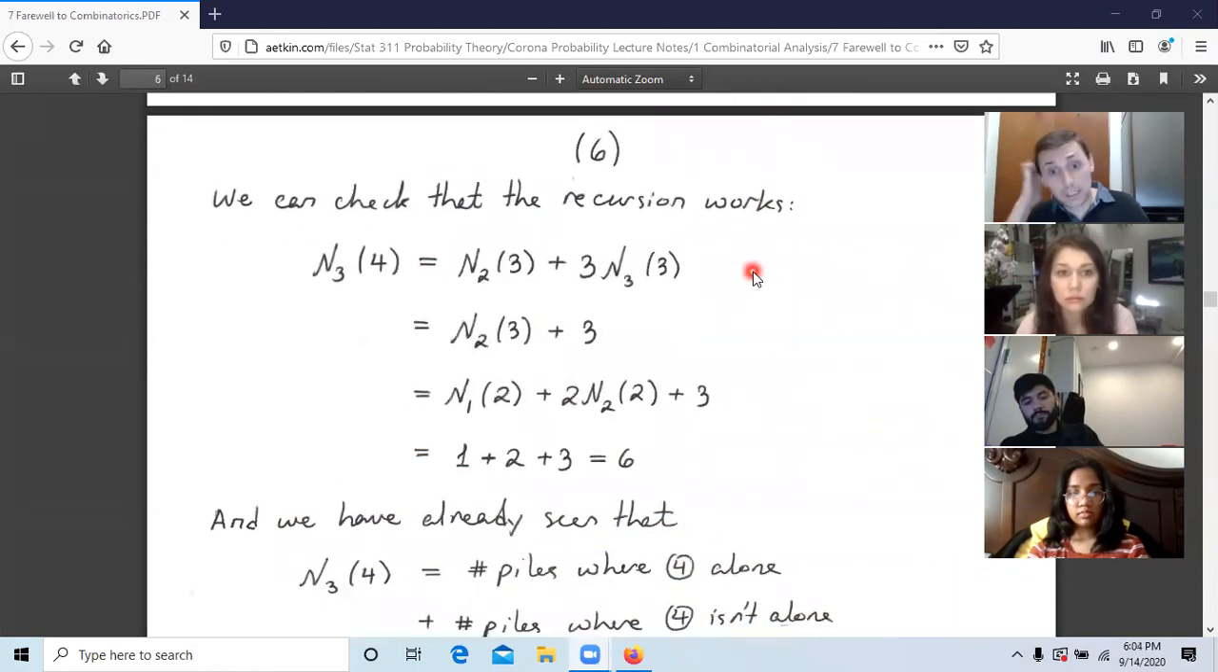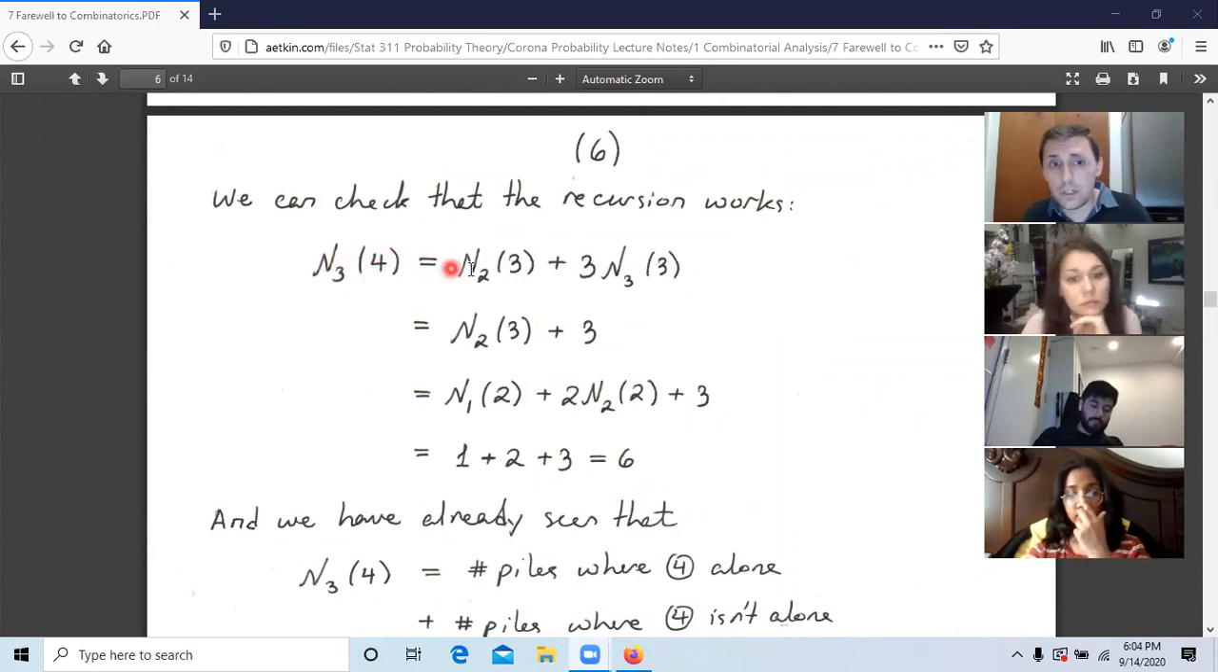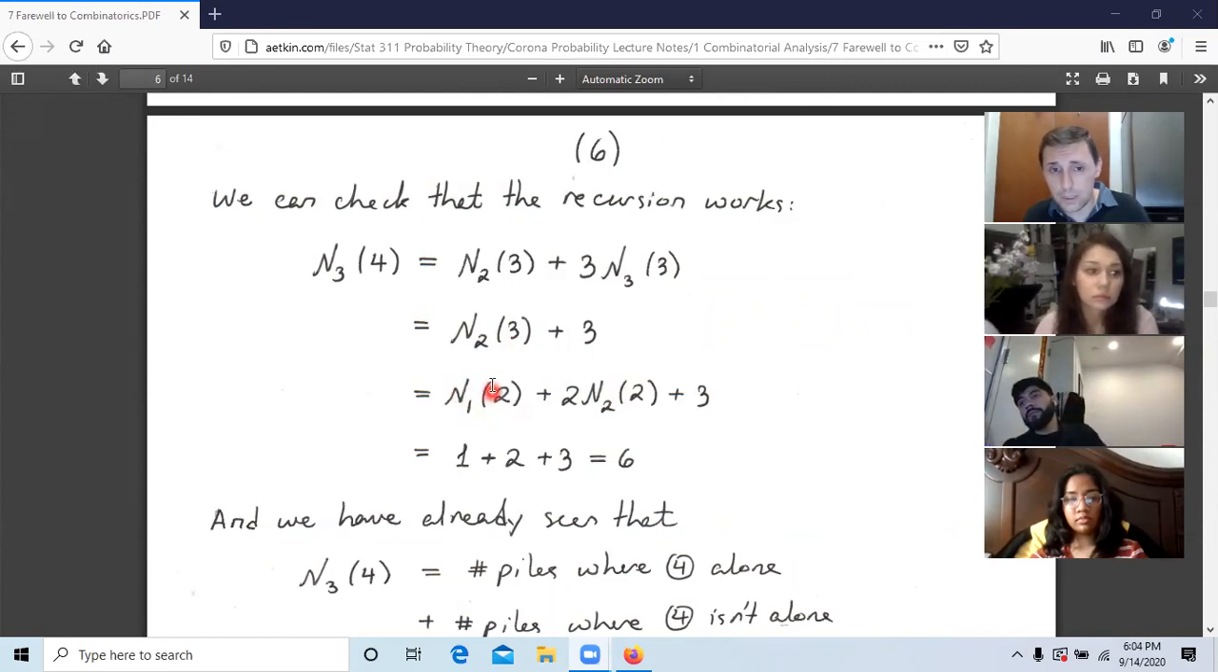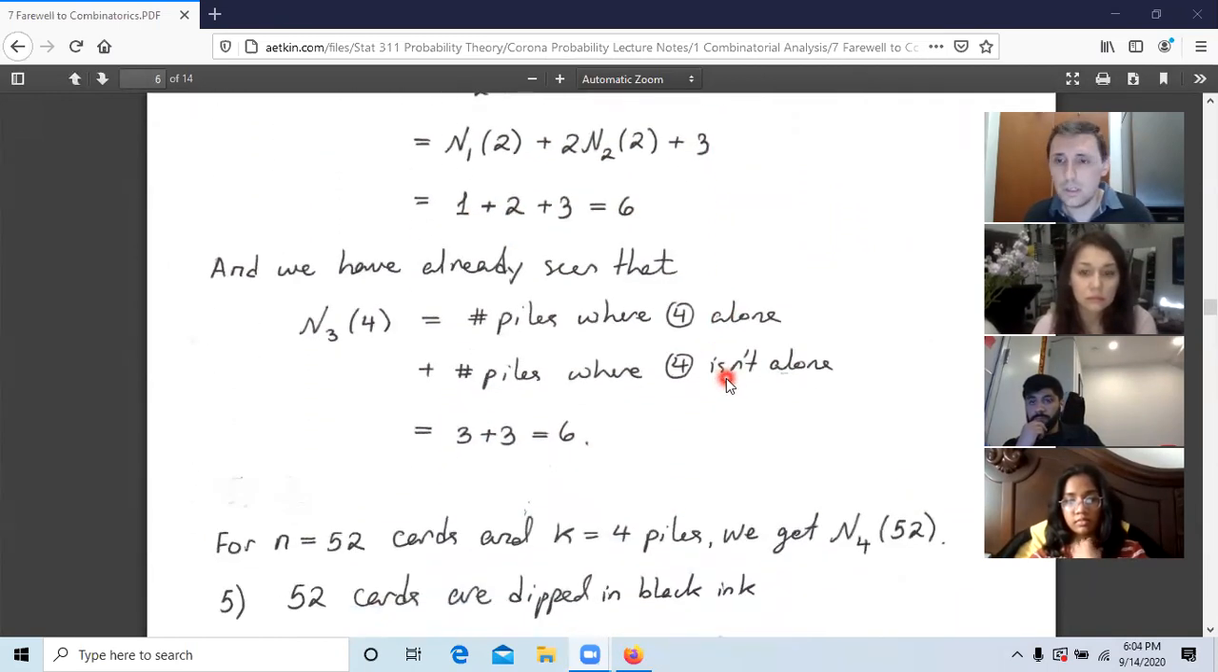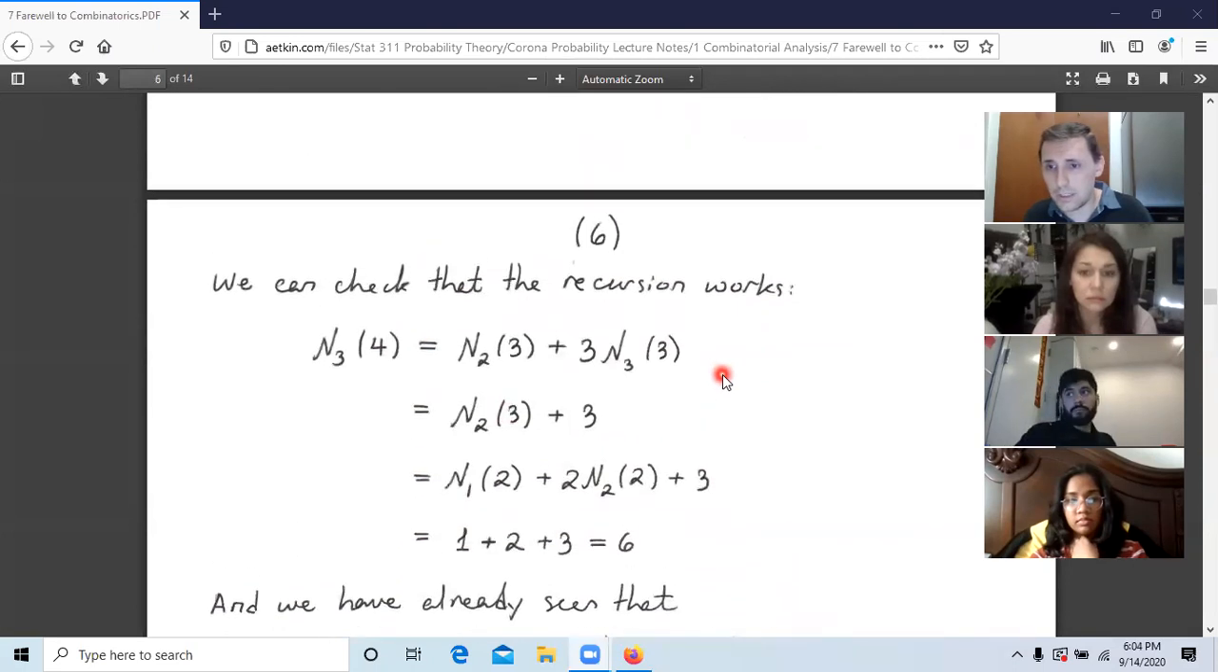And here is the calculation where I apply the recursion. So n3 of 4 is n2 of 3 plus 3 times n3 of 3. And this I know, because if they're the same numbers, I know it to be 1. So this is just 3. Now I want to understand what this number is. So that's n1 of 2 plus 2 times n2 of 2. And what is this? This is clearly because this number is 1, so this is 1. What is this? This is also 1, but multiplied by 2, so it's 2. And this is already 3, so we have 1 plus 2 plus 3, which is 6. But do you understand how I figured it out, guys?